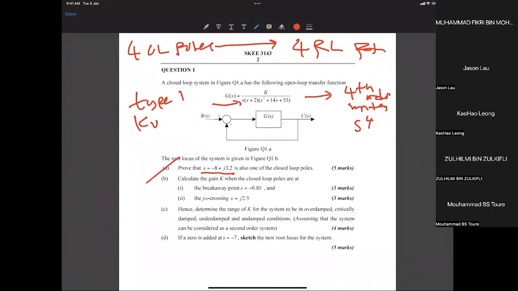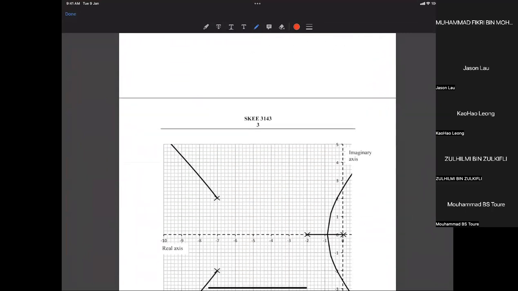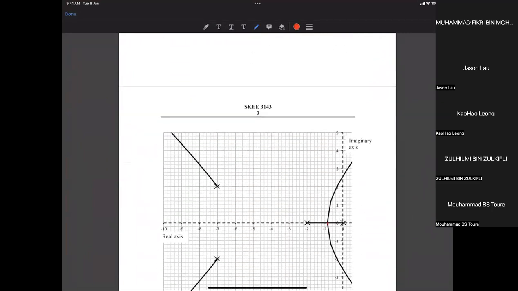Calculate again when the closed loop poles are at the breakaway point, minus 0.85, and the j omega crossing, j2.5. So here is the breakaway point, and here the omega d. Okay. So you have to calculate the gain at the breakaway point and K critical.